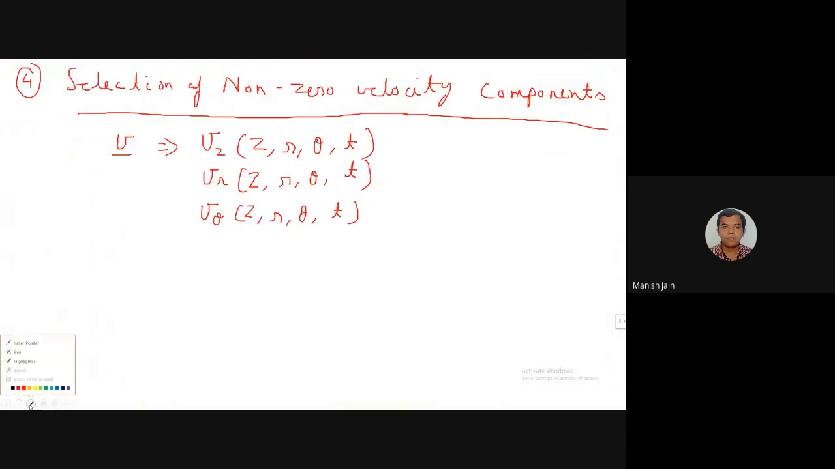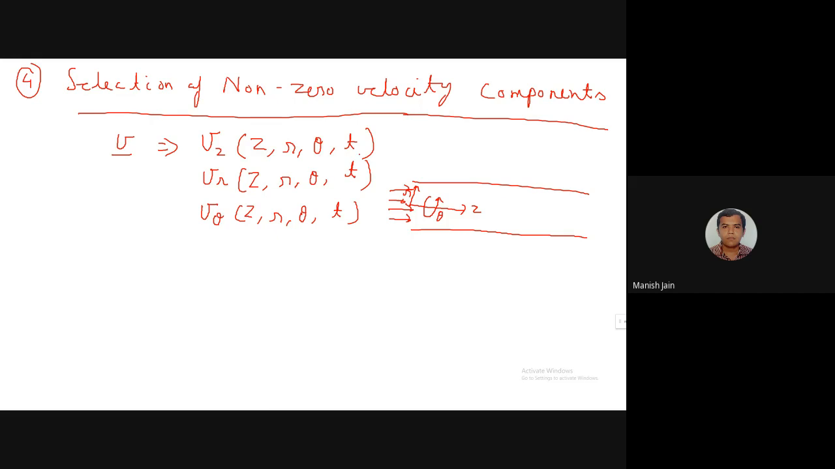Okay, so in any problem where you have the cylindrical system, this is the pipeline, you put the coordinate system like this. This is the z axis, this is the r axis, and this is the theta axis. Fluid is flowing in this direction. So the velocity may have the vz, vr, or v theta component, that may depend upon z direction, r direction, theta direction, and time.